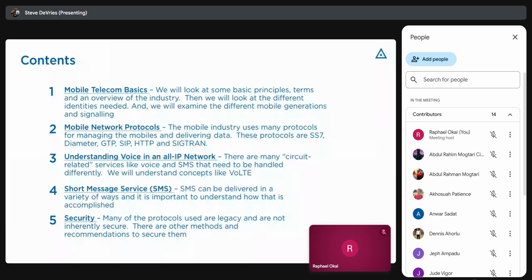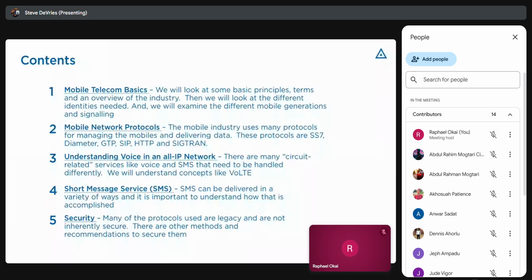Certainly, no matter what generation it is, you still have to do your location updating. You still need to authenticate the mobiles. You still need to manage the sessions, and so there's things that are common. However, the protocols differ by quite a bit. So we need to understand the generations and the different protocols.